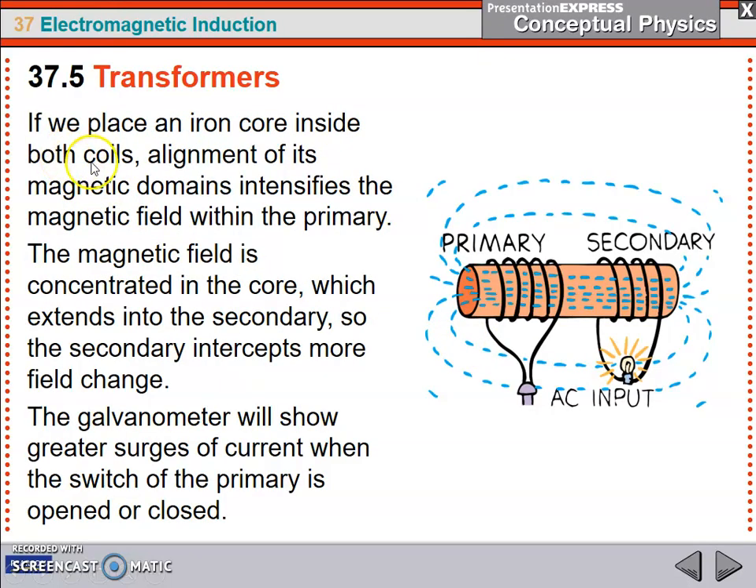If we place an iron core inside both coils, alignment of its magnetic domains intensifies the magnetic field within the primary. The magnetic field is concentrated in the core, which extends into the secondary, so the secondary intercepts more field change. So basically, if you add iron into the middle of it, it just makes the magnetic field stronger and more directed directly into the secondary. The galvanometer will show greater surges of current when the switch of the primary is opened or closed.